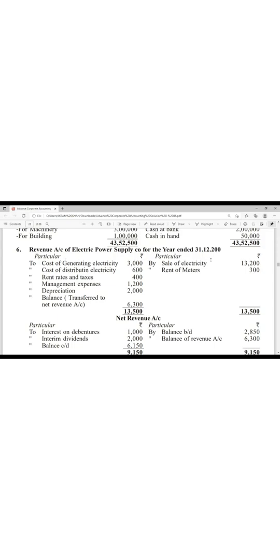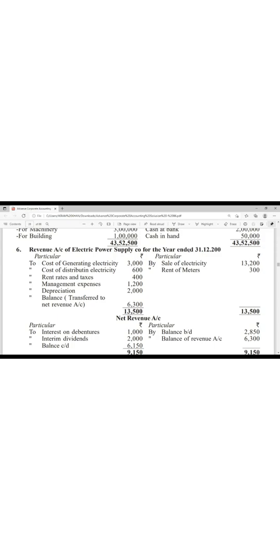Here, particulars, debit side and credit side are given. We have already seen what items appear in our revenue account under different headings. So here comes the cost of generating electricity, 3,000. Then the cost of distribution, 600. Then rents, rates and taxes 400. Management expenses 1,200. Depreciation 2,000. All these are expenses for the generation and distribution of the electricity.